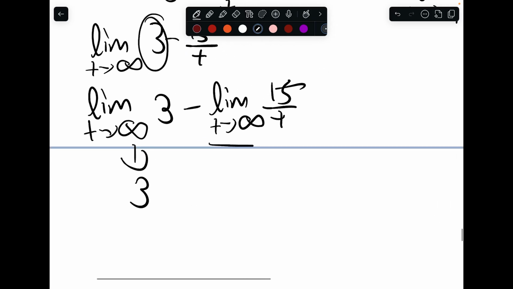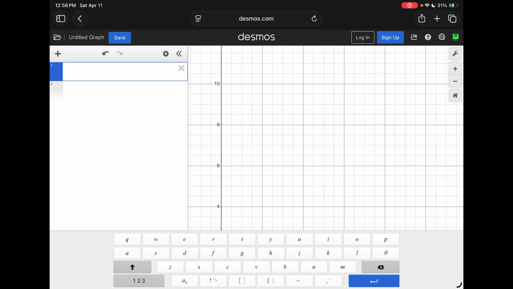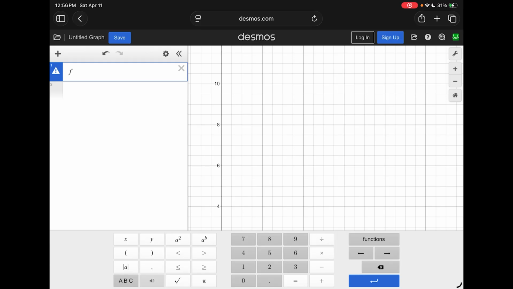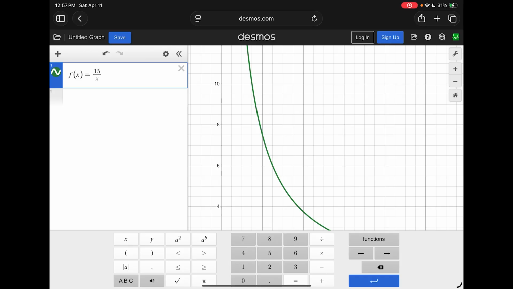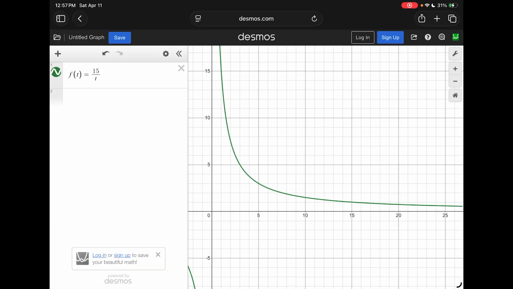However, this is where we had the problem from before. Let's go into Desmos and look at this a little bit more carefully. So I'm going to use a classic example. F of x is equal to 15 over x. I'll actually use t because that's what I'm using here in the example. So this is what our function looks like.